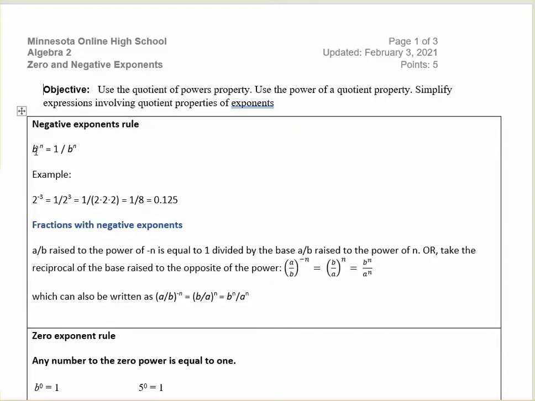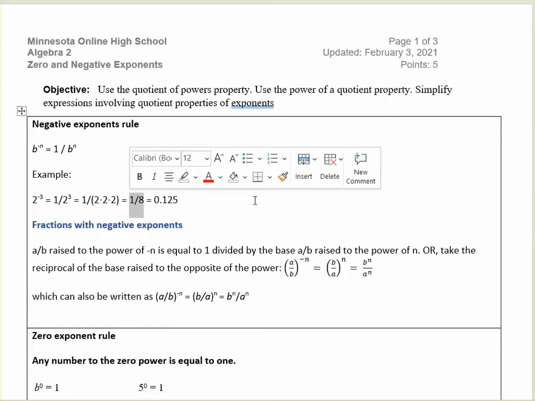The first one is if you have a number with a negative exponent, that's the same as 1 over that number to the positive value. So here's an example, 2 to the negative third is the same as 1 over 2 to the positive third. And that's the same as 1 over 8. And we usually would just leave our answer as 1 over 8, like that.